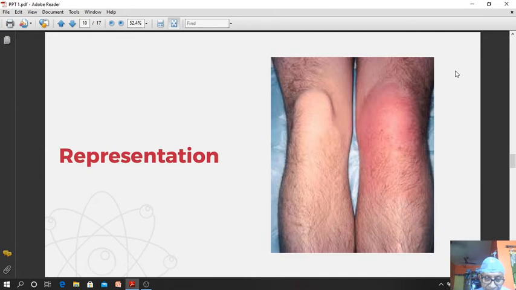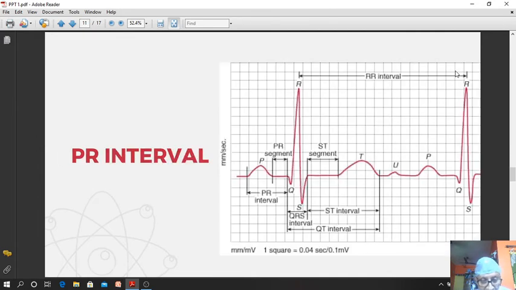Next, one of the minor criteria for rheumatic heart disease is the PR interval. So this is a fragment of an ECG strip which shows what the PR interval is. This PR interval will be prolonged in rheumatic heart disease.